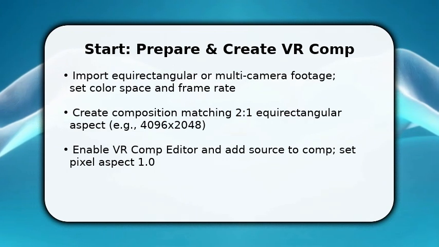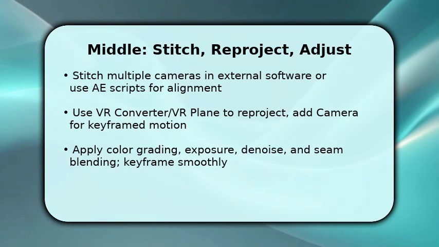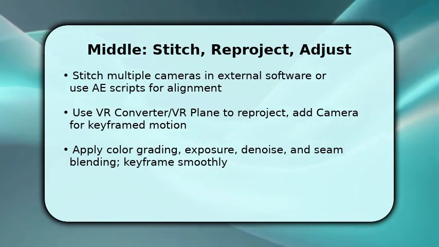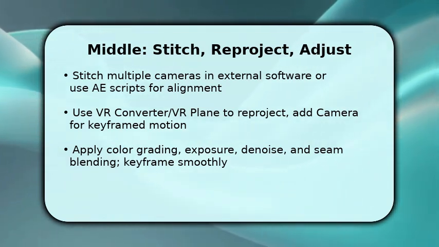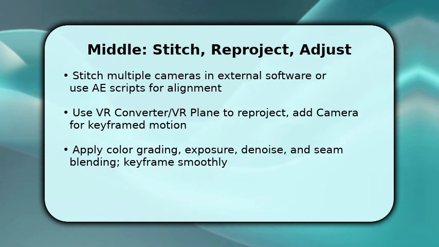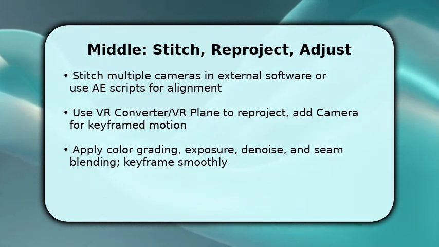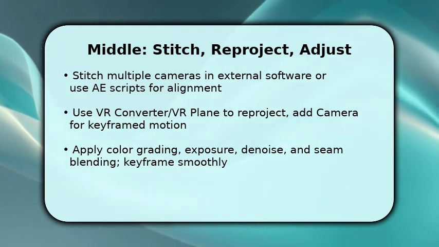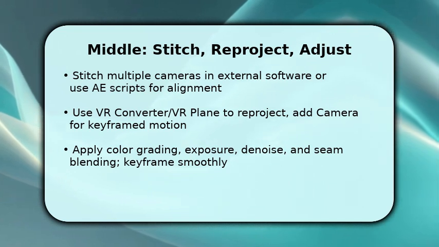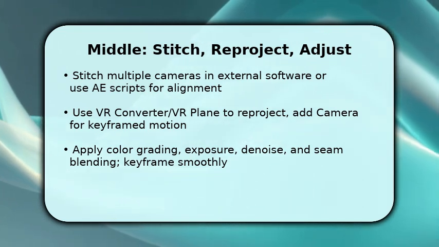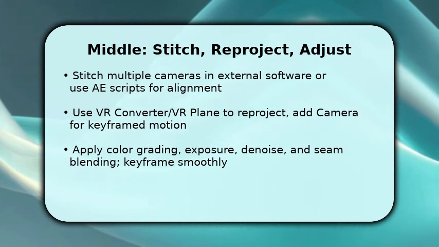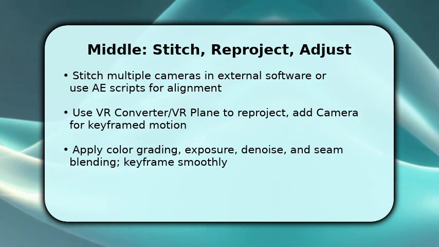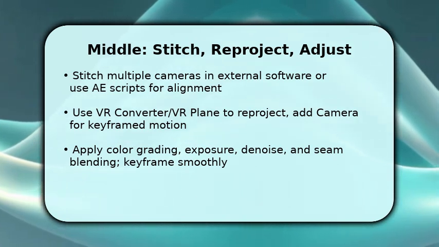Next, you handle stitching or reprojecting and the detailed fixes that make the shot believable. If you have multi-camera rigs, stitch externally or use alignment scripts, then import the stitched equirectangular. Use VR Converter or VR Plane tools to reproject and add an AE camera when you want animated pans, keyframes slowly to avoid viewer discomfort. Apply color grading, exposure correction, and seam blending. Use denoise and gentle sharpening. Make sure transitions between stitched edges are feathered and test playback in a 360 viewer as you refine.